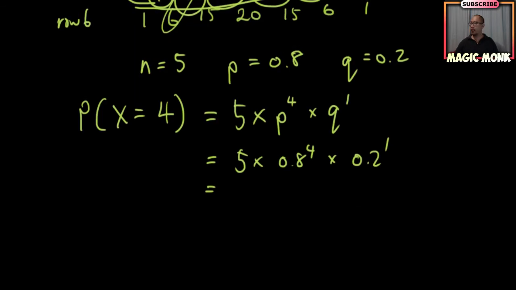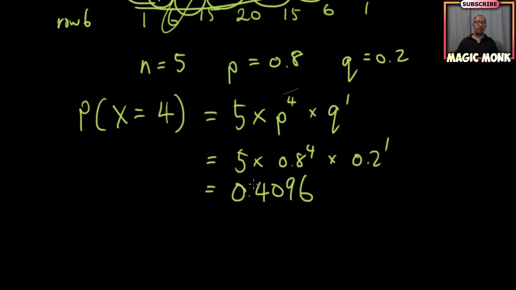So put that in your calculator. Times 0.2 to the power of 1. And your answer is 0.4096. Alright, that is the probability of getting 4 successes out of 5 trials when your probability of success is 0.8.